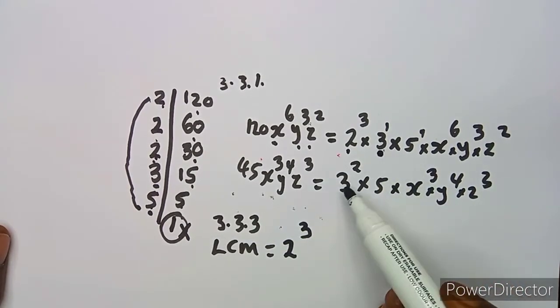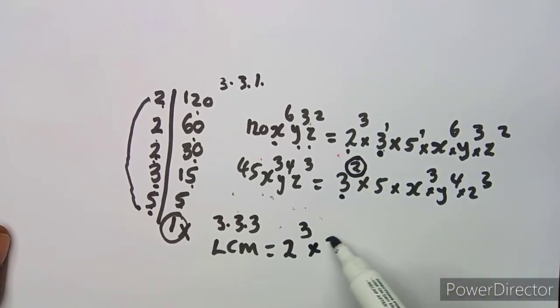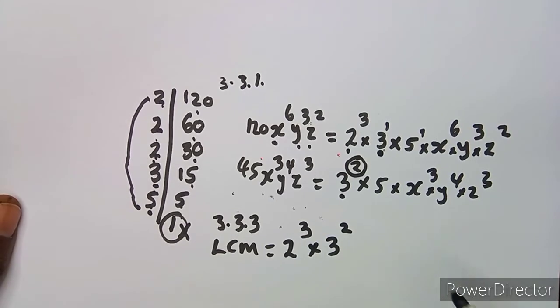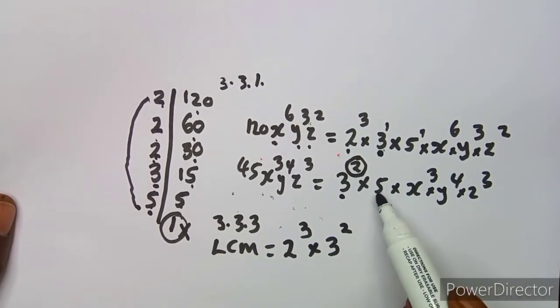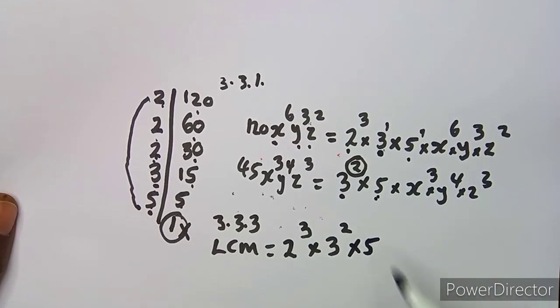Yes, here we've got 3, here we've got 3, but this one is the one with the highest exponent, which is 3 to the exponent of 2, or if you wrote it as numbers, you're going to write 3 times 3 times 3, where there are many of them. Okay, here I've got 5 and 5. This is actually the same exponent, so you're just going to take it once.